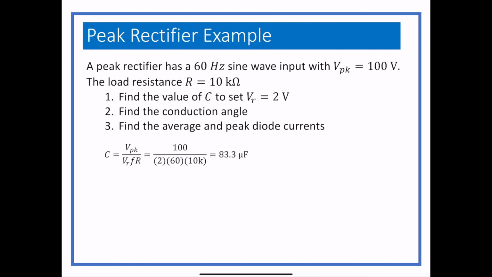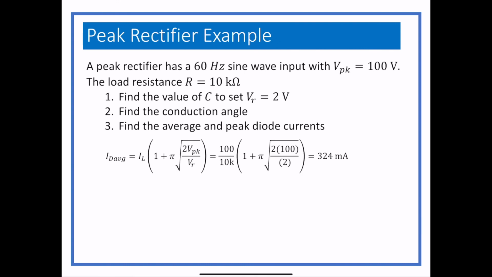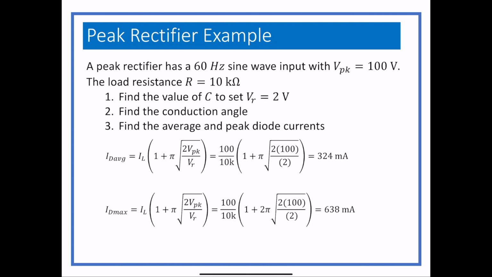And then the conduction angle, again, we just solve for it. That's 2 pi f delta t, so we take the square root of 2 VR over V peak, and we get 0.2 radians. The average and peak diode currents, again, we just plug in the values and get the answers. So we get IL, which is V peak over R, so we can get that value really easily. And then we take 1 plus pi and substitute in 2 V peak over VR, and we get 324 milliamps. And then the maximum is found similarly, and we get not quite double the current, but it's really close. It's almost double the current at its peak value.